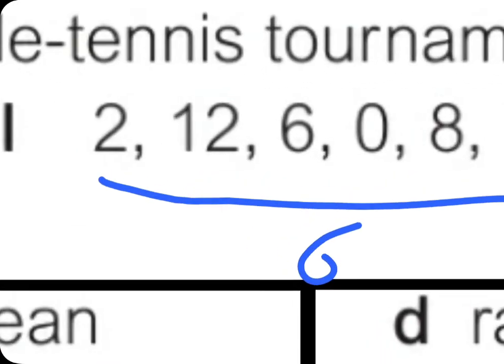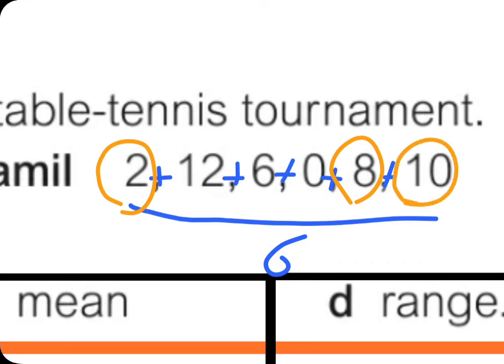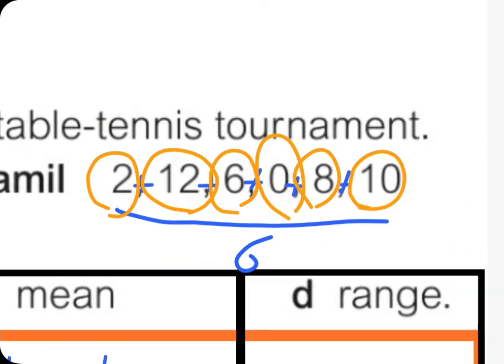Now, let's add the data together. First, we have 2 plus 12 plus 6 plus 0 plus 8 plus 10. Now, let's add them up all together. 2 and 8 are 10. Good. And we have another 10, so they are, good job, 20. 20 plus 12, 32. 32 plus 6 equals 38. And a 0, it's still 38.